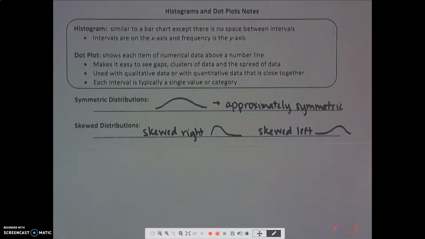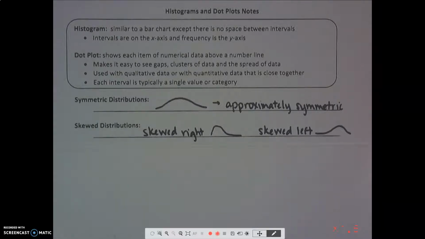Today we're going to be talking about histograms and dot plots. Histograms are similar to a bar chart except there's no space in between those intervals. The intervals are on the x-axis and frequency is always on the right or the y-axis. And then for the dot plot, that's going to show each item of numerical data above the line. So it makes it easy to see gaps, clusters of data, and the spread of the data or the range.